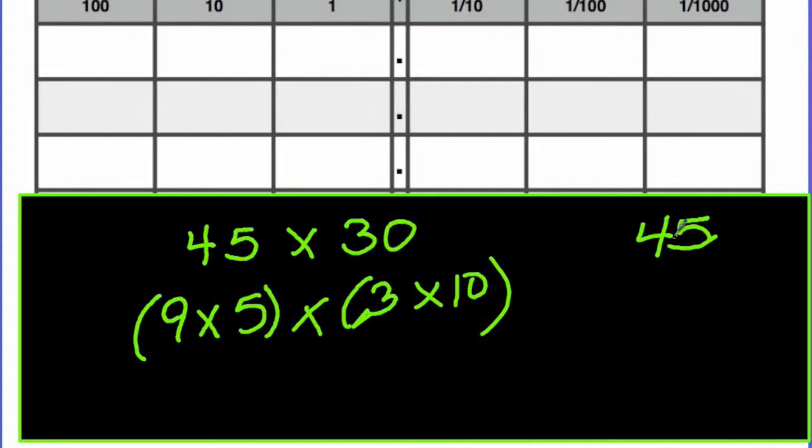45 times, what number do we want to take it by? Remember, you do your numbers that aren't 10 first. So what's the other number we're going to multiply it by? Okay, multiply it by 3. 5 times 3 is, everybody? 15. Carry the 1. 3 times 4 is? 12.